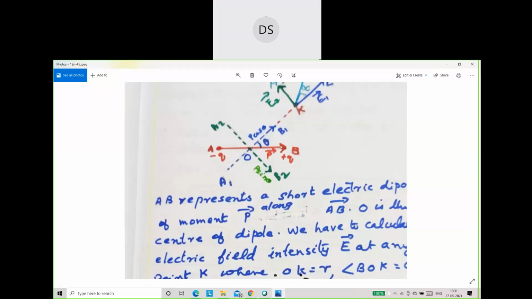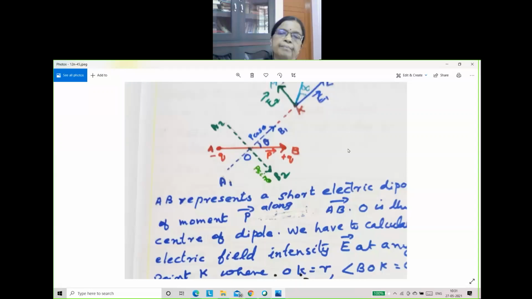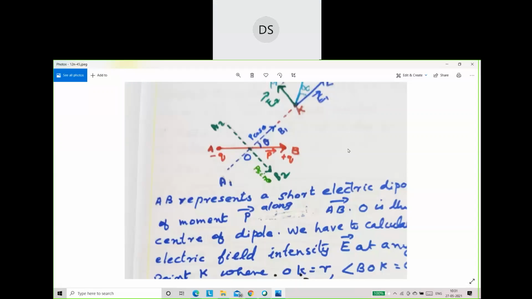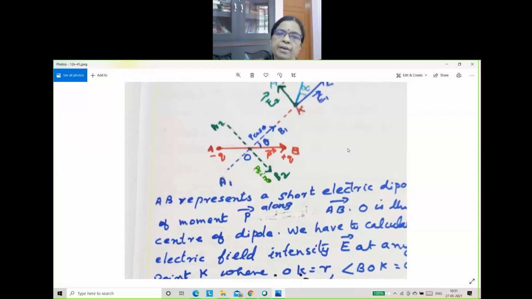When K is here, where the cursor is kept, that is along the axial line. What is theta? What is theta? Theta becomes what when it is along the axial line?